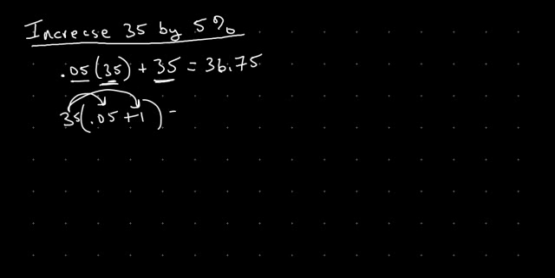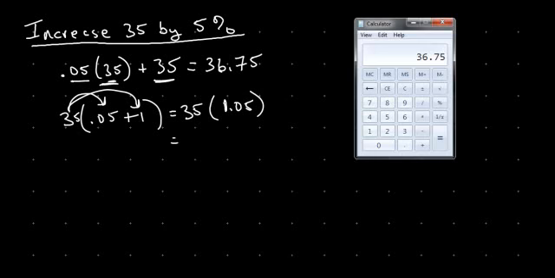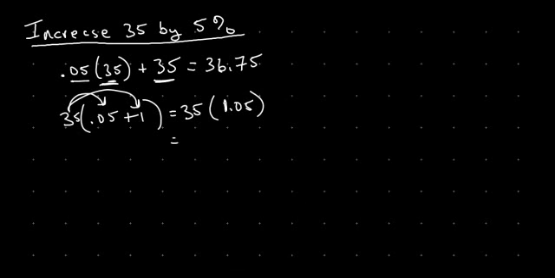So what this actually equals is 35 times 1.05. And that's the cool thing. So to increase by 5%, we just multiply by 1.05. And let's show you that gets the same thing. 35 times 1.05 is going to be 36.75. Okay?